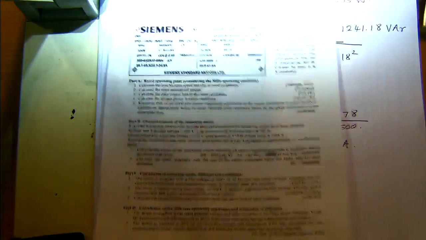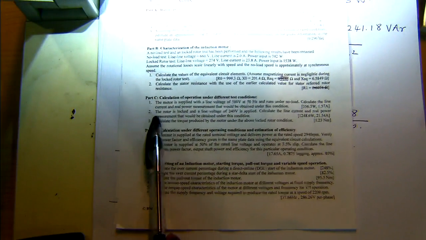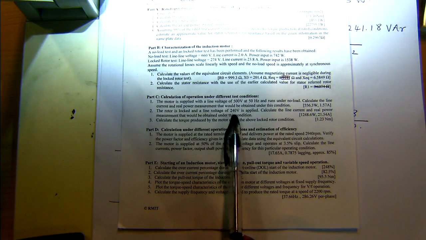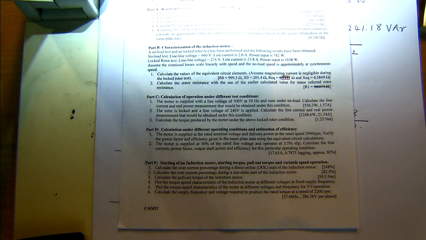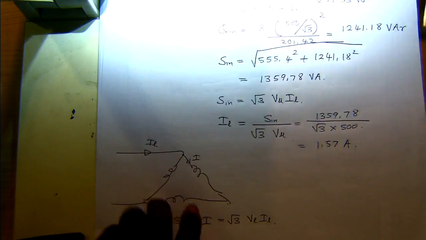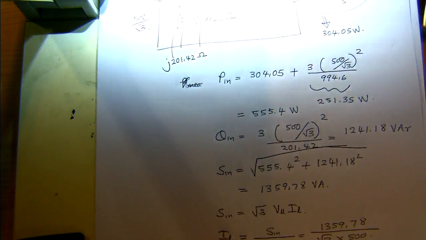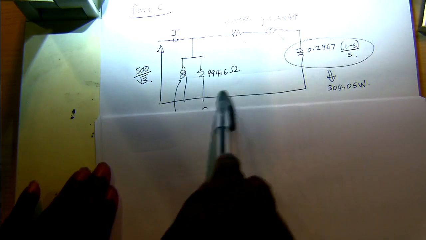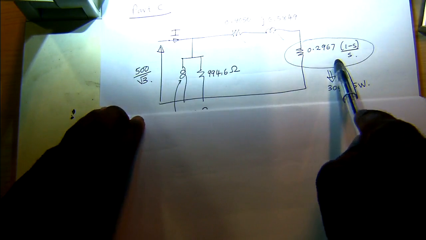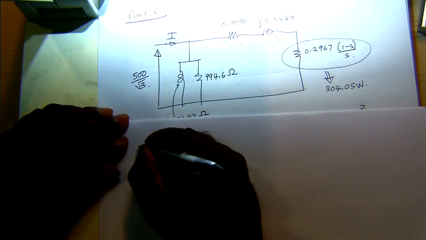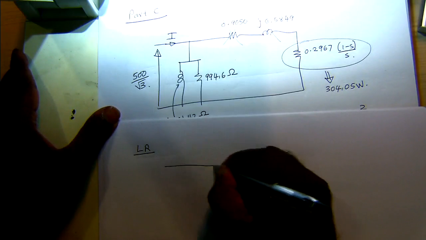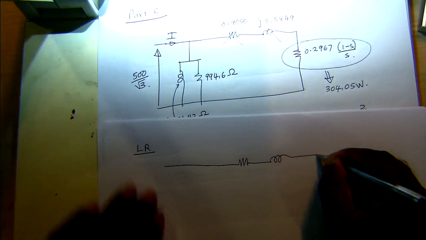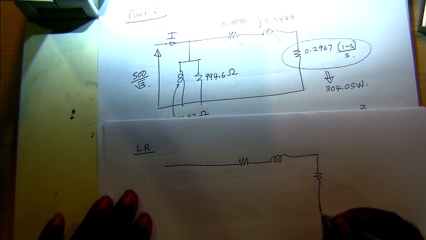So moving on to the second one, it says the rotor is locked and a line voltage of 240 volts is applied. Calculate the line current and the real power measurement that would be obtained under this condition. Now the rotor is locked, so that means the majority of the current flows through this path. This becomes 0. It's now like a lock rotor condition, and this resistance is 0 now.